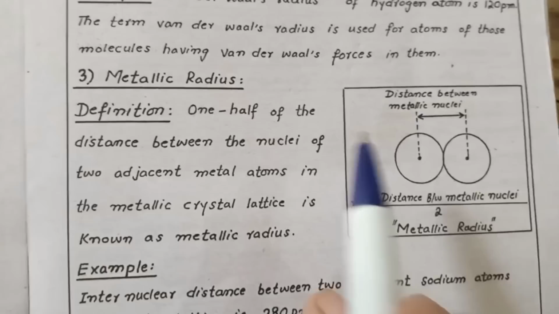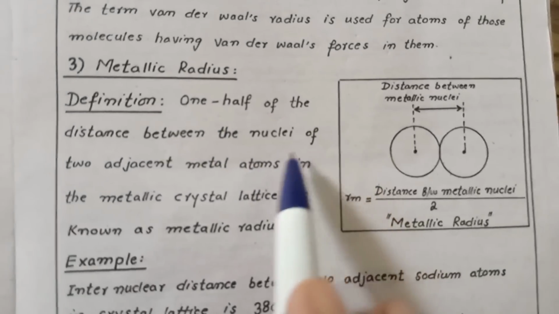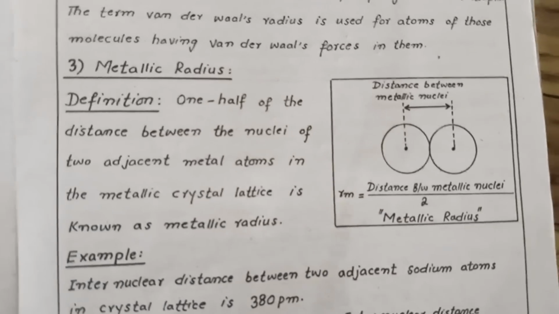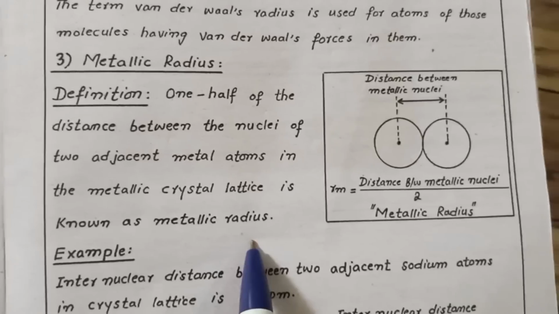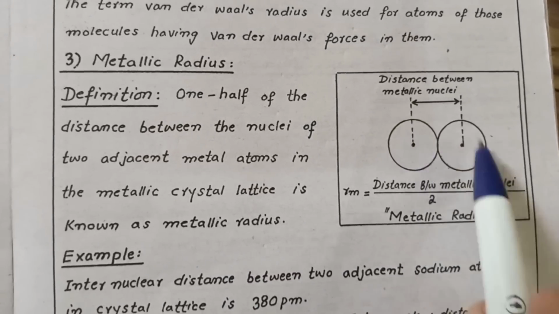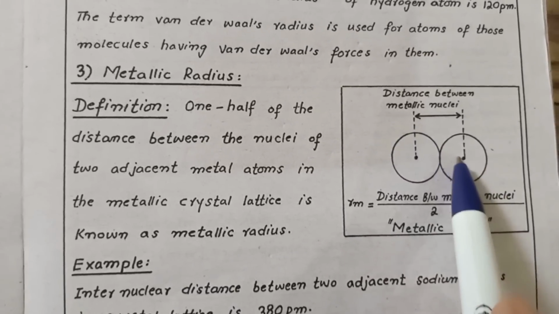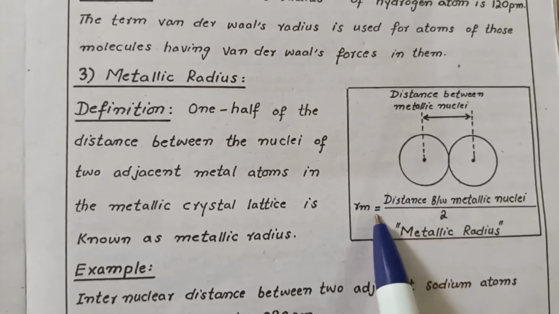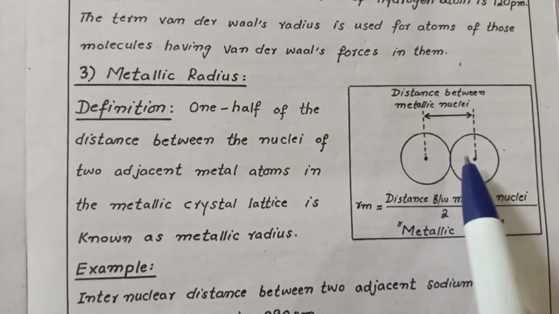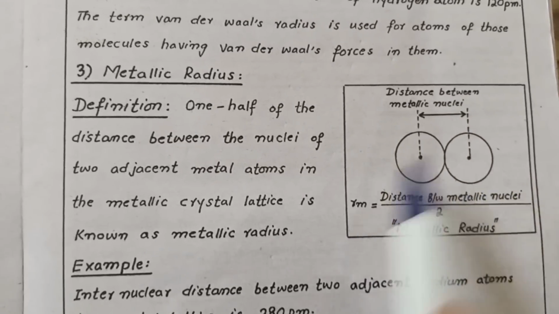What is a metallic radius? By definition, one half of the distance between the nuclei of two adjacent metal atoms in the metallic crystal lattice is known as the metallic radius. As you can see, there are two metal atoms in the crystal lattice, and the distance between their nuclei is used, and the formula is Rm equals the distance between the two nuclei divided by 2. Thus it gives us the metallic radius.